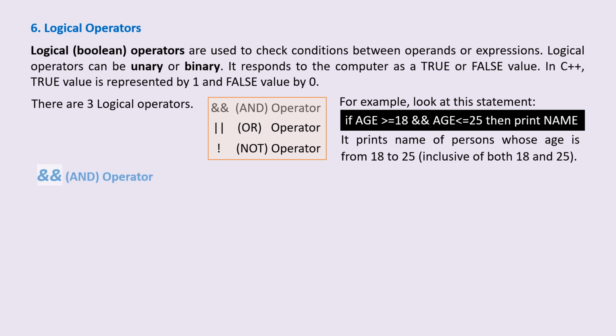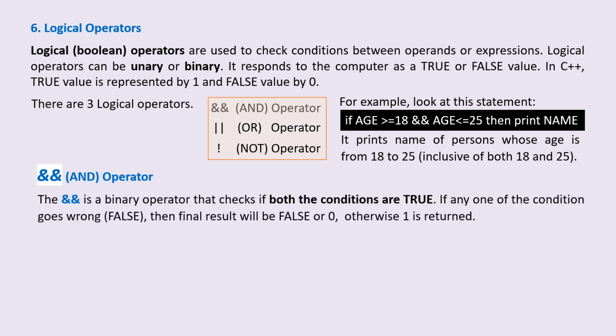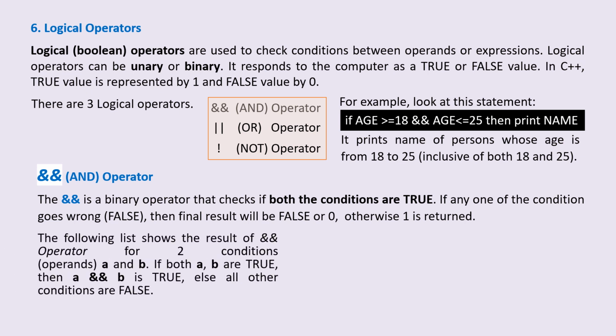Now let's look into first of the three logical operators. The AND operator, represented by two ampersands. The AND is a binary operator that checks if both the conditions are true. If any one of the conditions goes wrong or false, then the final result will be false or 0, otherwise, 1 is returned. The following list shows the result of the AND operator for two conditions.